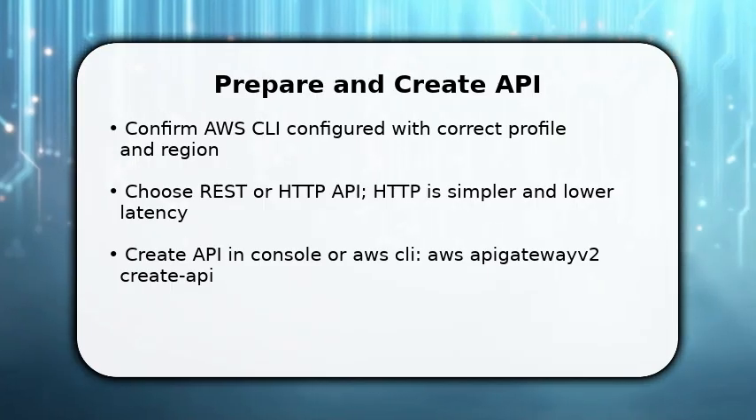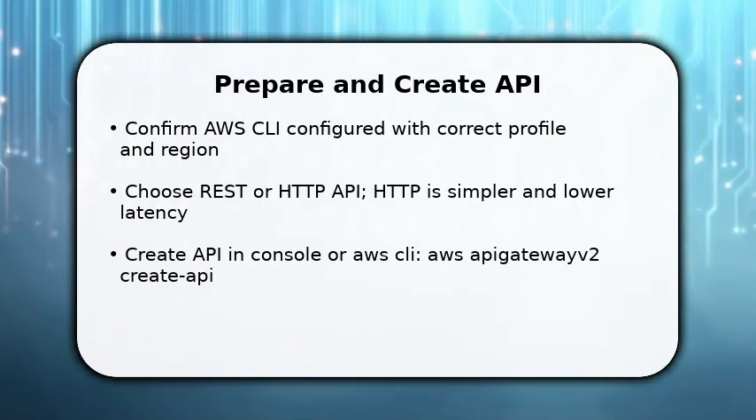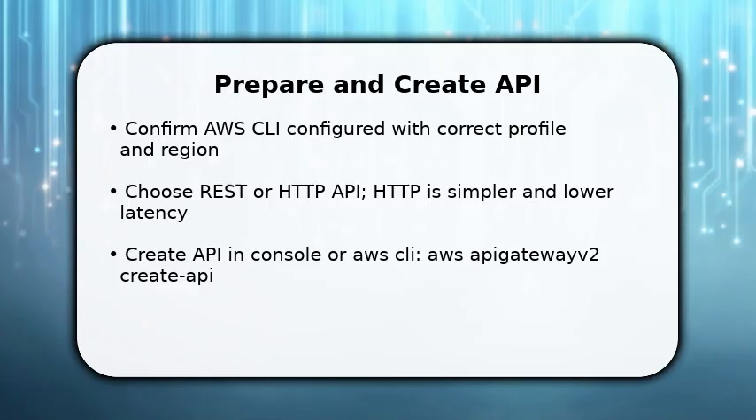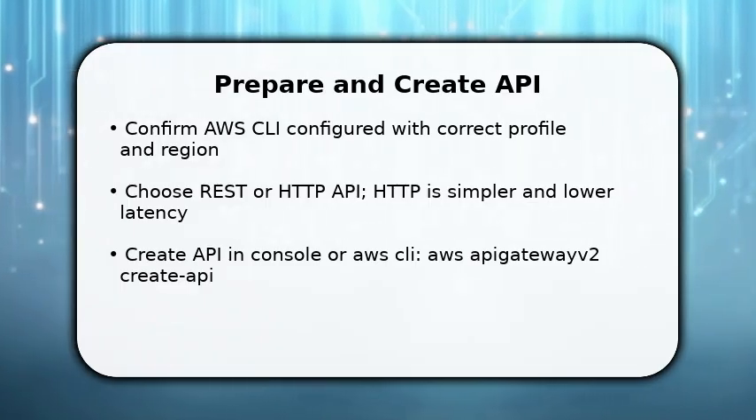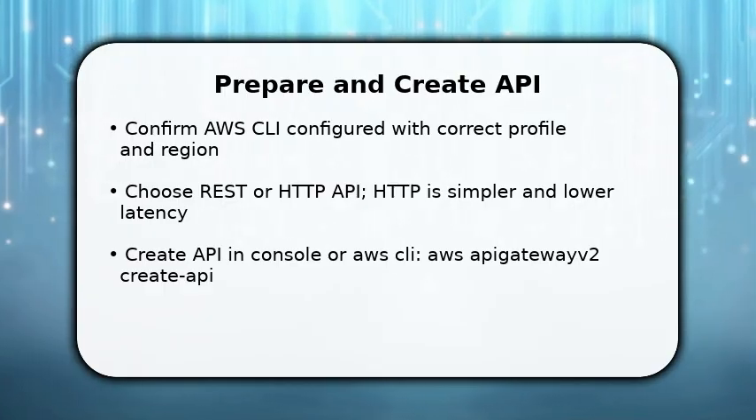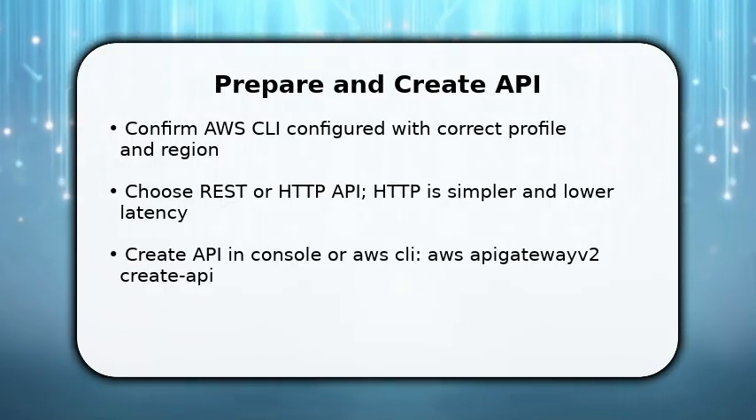This immediately gives you an API ID. Make sure to record that ID and the default endpoint. You'll need them for integrations. Without the API ID, you cannot wire up routes or integrations, so don't skip this step.